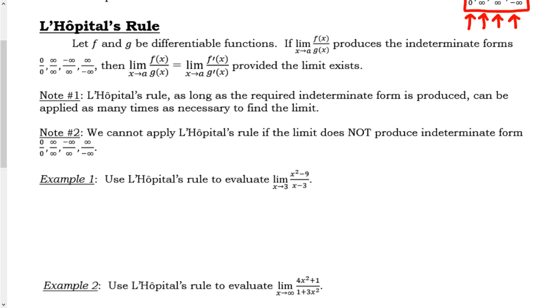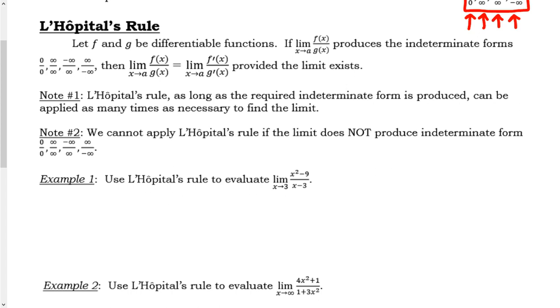If f and g are differentiable functions, again, I can just take the derivative. If the limit as x approaches a of f of x divided by g of x, pay attention to that, we need to have a fraction, produces one of the indeterminate forms, 0 over 0, infinity over infinity, negative infinity over infinity, positive infinity over negative infinity, then that limit will be equal to the limit as x approaches a of f prime of x over g prime of x, provided those limits exist.